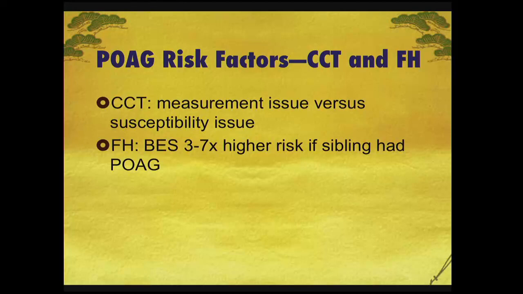And then family history, we sort of talked about this already, but the Baltimore Eye Study did show that the risk was 3 to 7 times higher if you had a sibling with glaucoma.